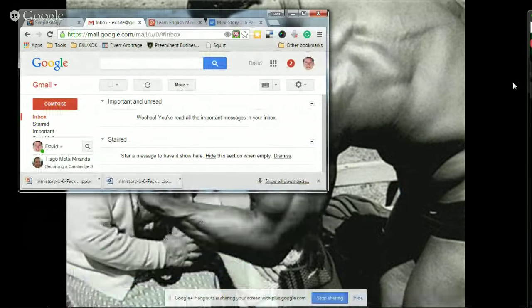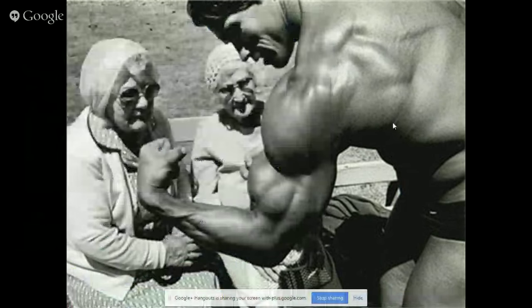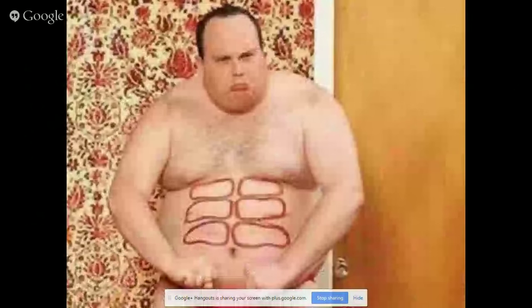All right, so let's continue on with our mini story. Six-pack abs. Does anybody know what six-pack abs are? Does this man have six-pack abs? Are these six-pack abs? No, these are not six-pack abs.